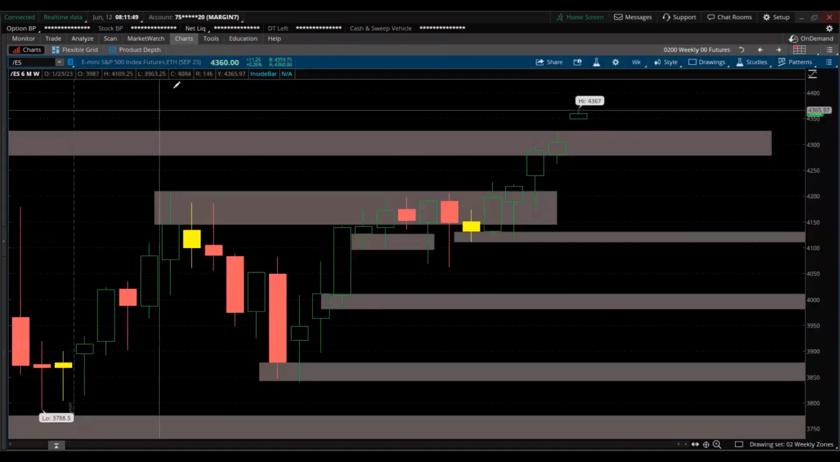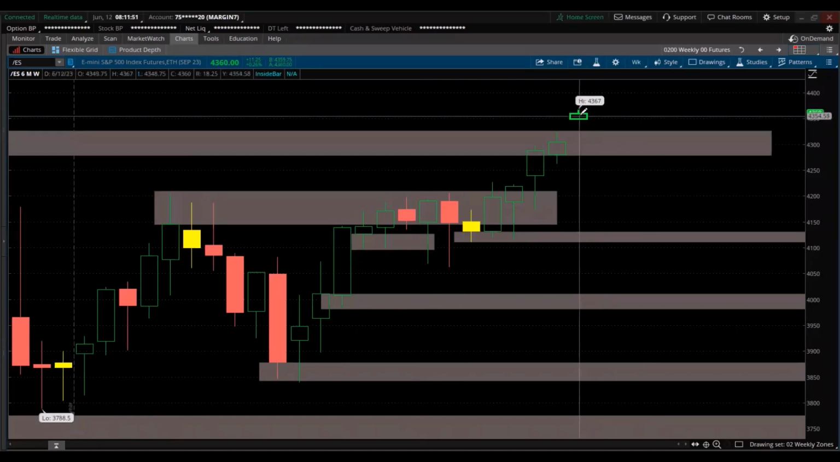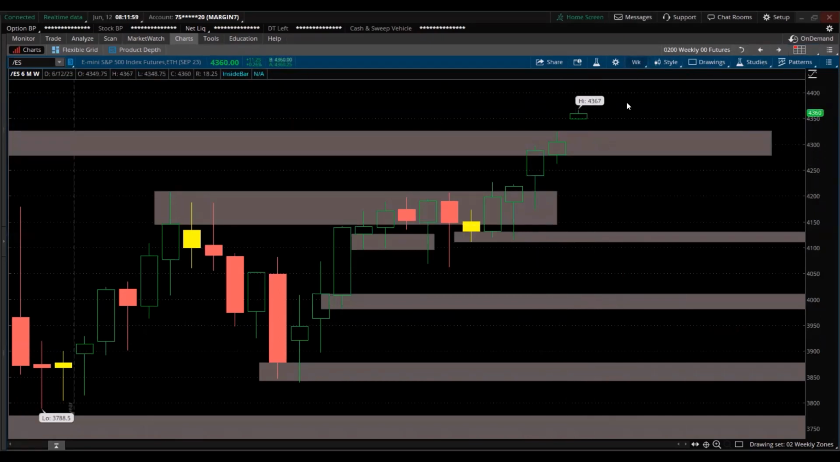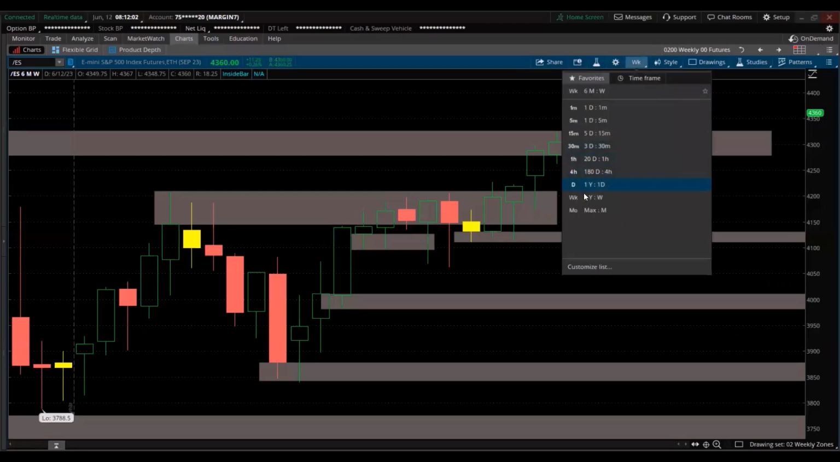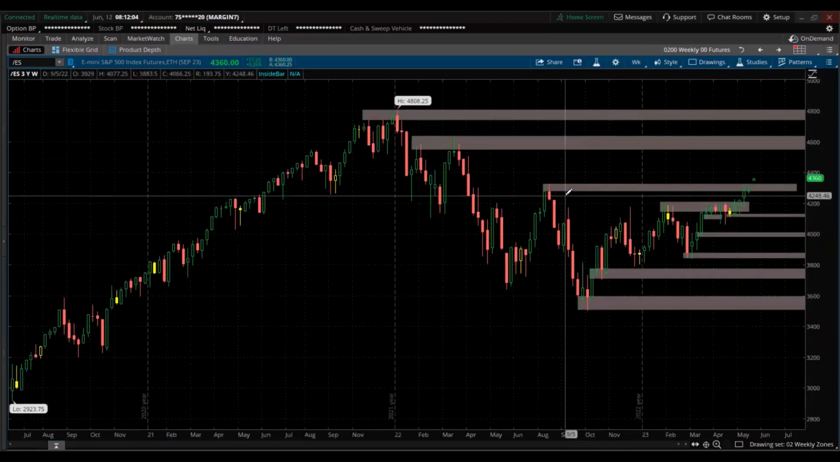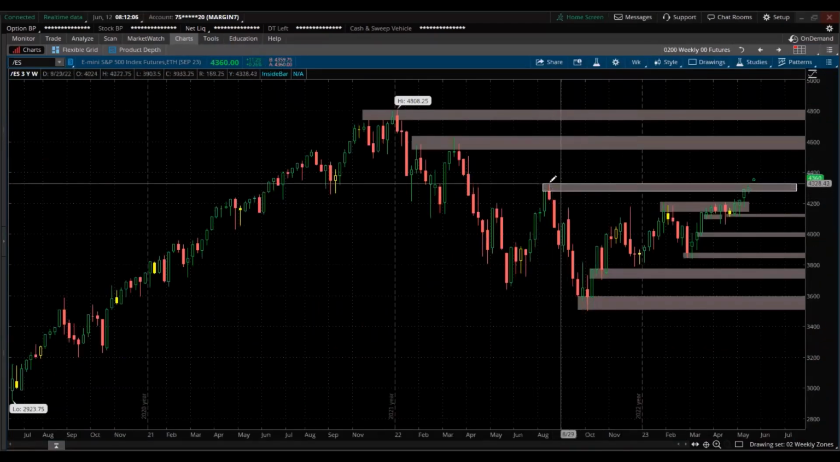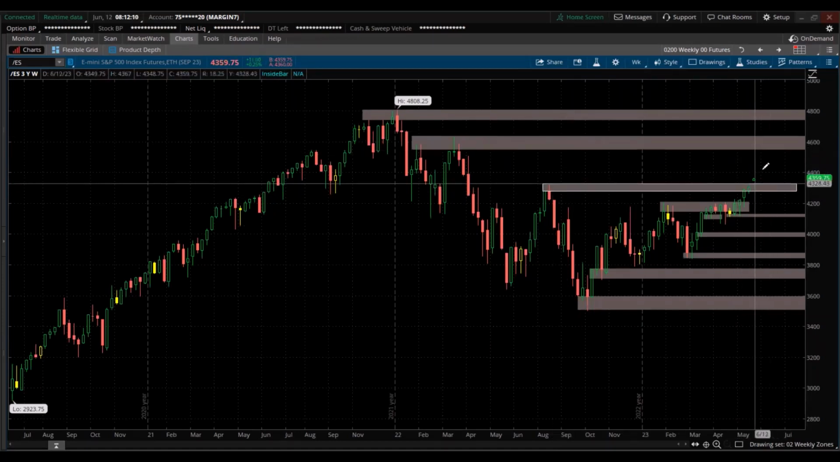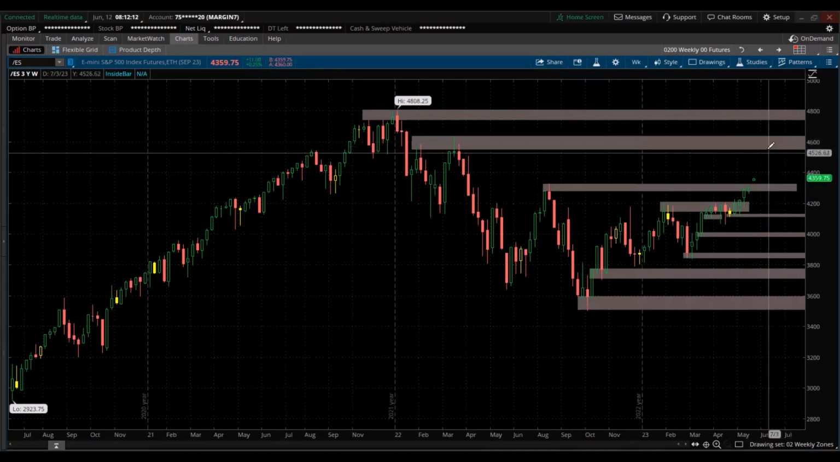Looking here, again, each candle is a week. The current candle started last night. S&P 500 futures gapped up above the high of last week. The trend is still to the upside. Let's zoom out a little bit so we can see if there's potential zones coming into. Yep, so we broke the swing high.